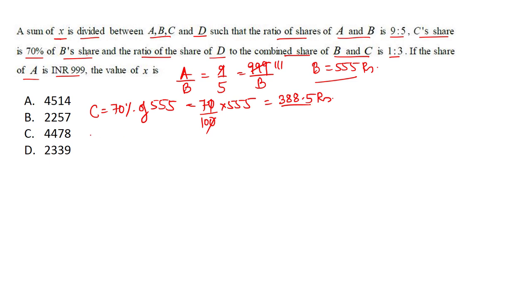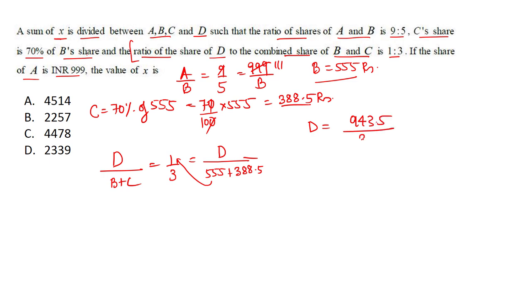Now, what is given is the ratio of the share of D to the combined share of B and C, B plus C, is given as 1 upon 3. So D's share to B's share 555 plus 388.5. Do not use the calculator for this. D will be equal to this addition, which I'm going to take in the numerator. So 555 plus 388.5 comes out to be 943.5 rupees divided by 3. That comes out to be 314.5 rupees. So this is the share of D, this is the share of C, and A already we know.